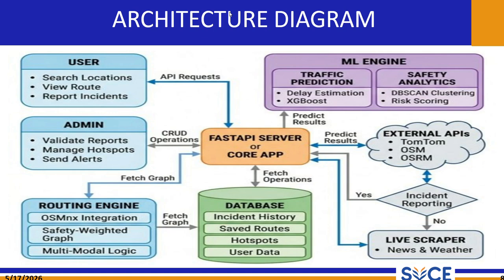And we have a live scraper. This module scrapes live Chennai news and weather data to keep users informed about current weather conditions, road closures, flood warnings, and traffic incidents. We also have a routing engine, which is the core logic. This is where the route calculation happens, with OSMnx integration, safety weight graph, and multimodal logic.